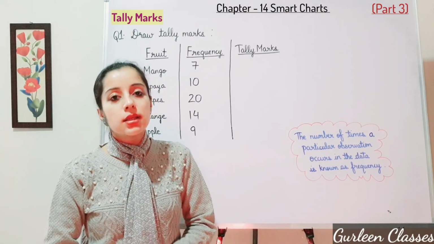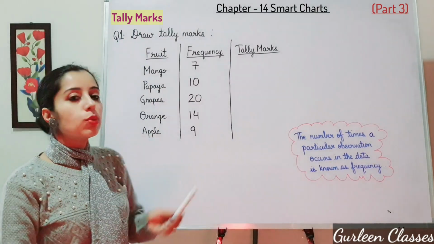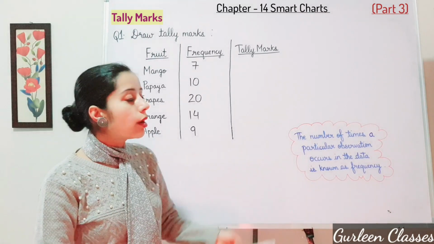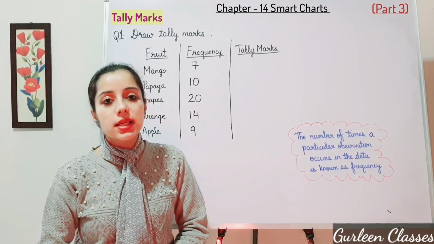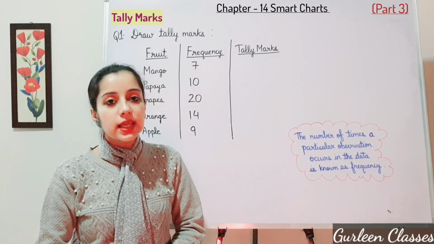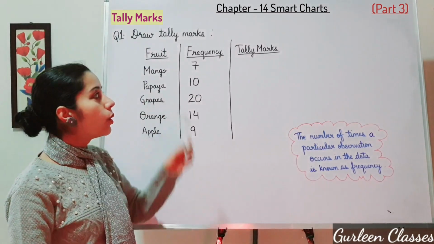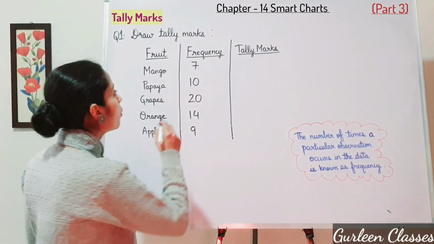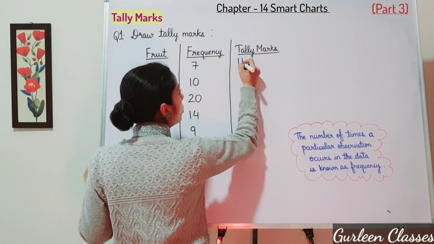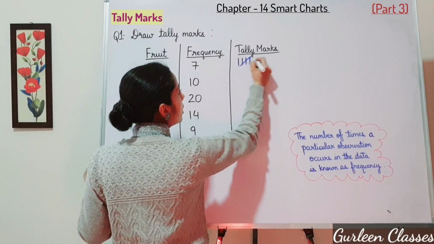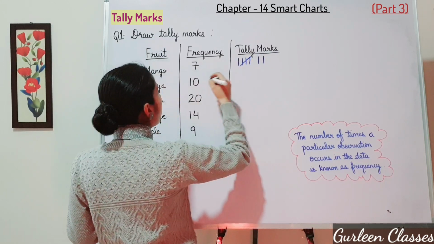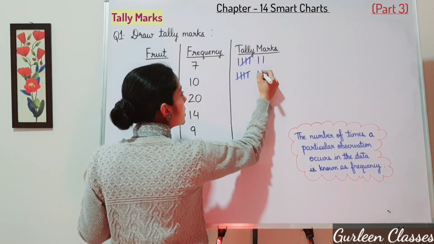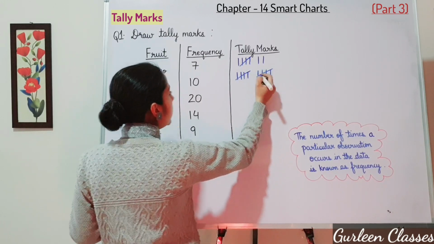Draw tally marks. Here you can see a table is given where fruits are written and frequency is given. What is frequency? The number of times a particular observation occurs in the data is called frequency. Here the fruit is mango and frequency is 7. So let us draw the tally marks for it. For 7 we draw 1, 2, 3, 4, 5, 6, 7. Papaya 10: 1, 2, 3, 4, 5, 6, 7, 8, 9, 10.